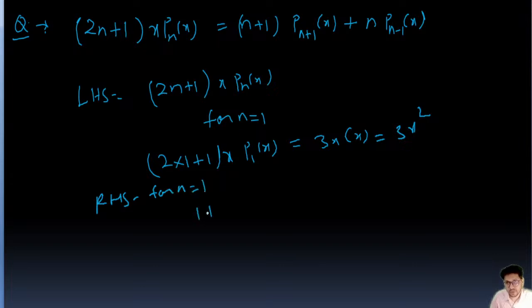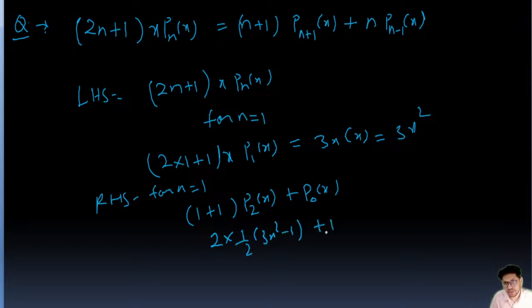Similarly, we'll take the right hand side for n equal to 1. So this is going to be (1 plus 1) P2(x) plus n, meaning 1 into P0(x). We'll put the values: the value of P2(x) is 1 by 2 (3x square minus 1), and P0(x) is 1, right? The 2 will get cancelled, the 1 will get cancelled, giving 3x square. So left hand side equals right hand side. Okay, this is done. Very simple question.